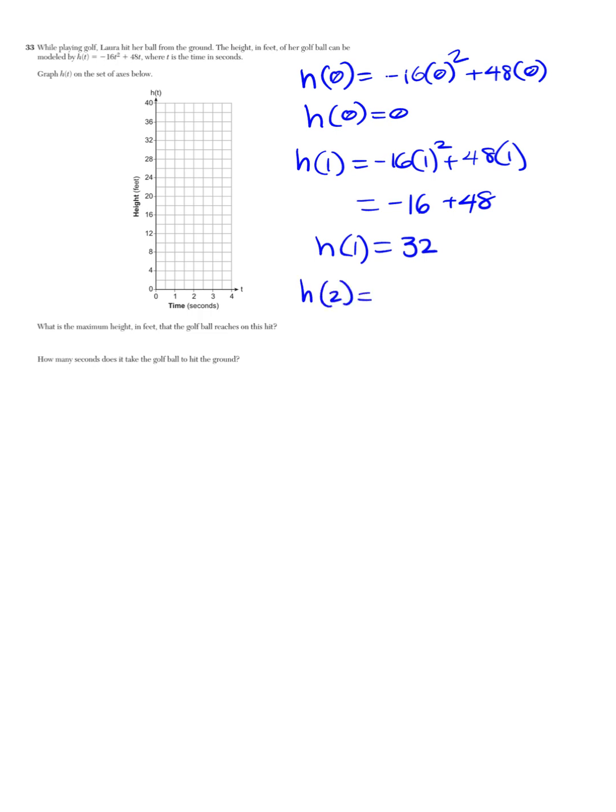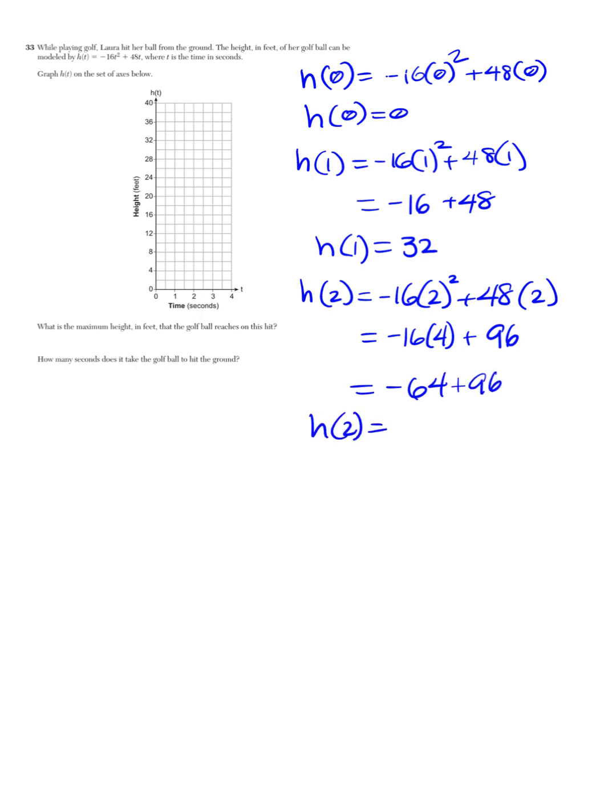Then we find h of 2, which is equal to negative 16 times 2 squared plus 48 times 2. We could plug those numbers into our calculator. We'll see that 48 times 2 is just 96, and negative 16 times 4 is negative 64, plus 96. And plugging that into our calculator or mental math will tell us that the answer is 32. So h of 2 is 32.